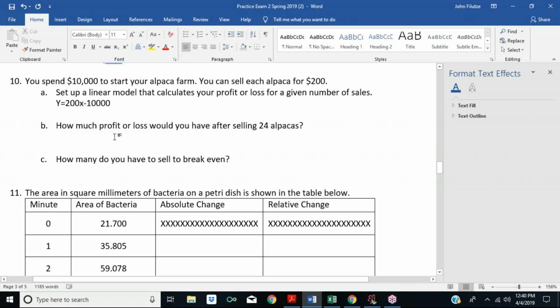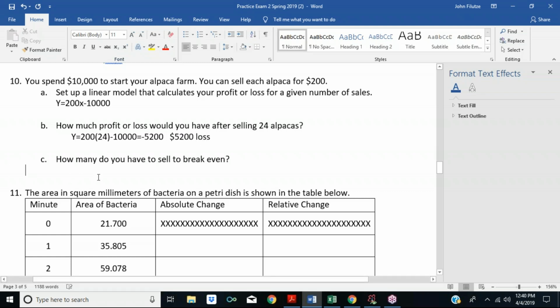So we want to know, how much would we have if we sold 24 alpacas? And so 10,000 minus 4,800, 5,200, yep. So we have exactly, thank you, Megan, for putting that in there, a $5,200 loss. That's what we would have.